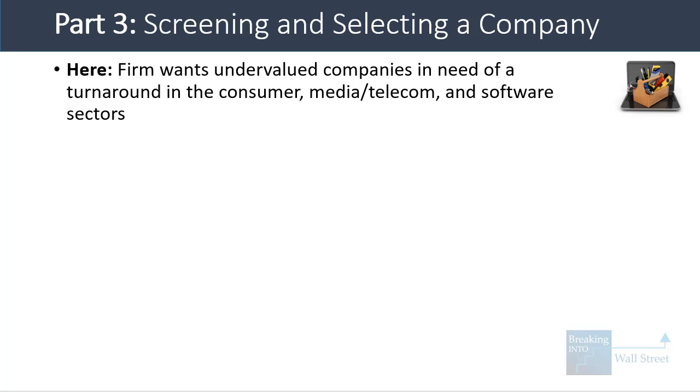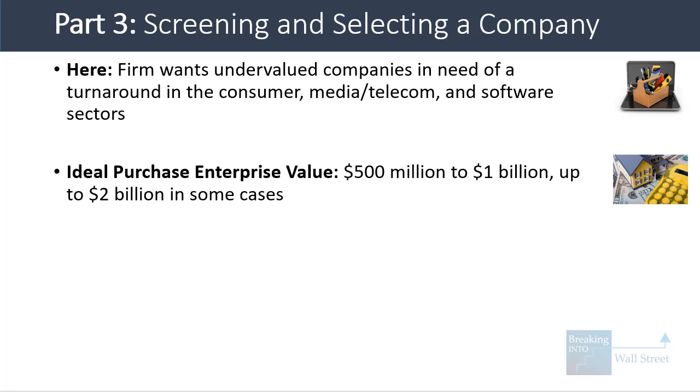Let's now go into part 3 and talk about how to screen and select a company here. Now, in this case, according to the case study prompt, the firm wants undervalued companies that are in need of a turnaround in the consumer, media/telecom, and software sectors. The purchase enterprise value should be $500 million to $1 billion, up to $2 billion in some cases. So if we find something bigger than $1 billion, that's fine. We should try to find something smaller, but if we can't, then it's fine to go above that slightly.